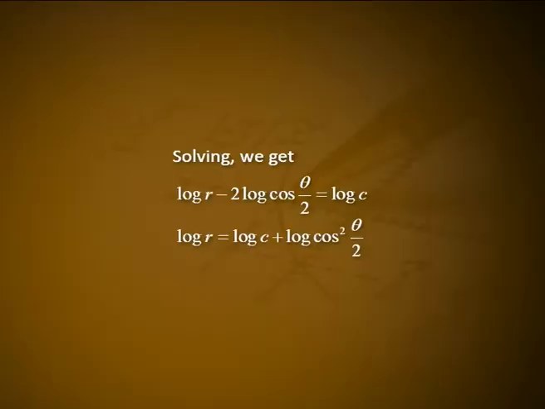of the orthogonal trajectories. Solving, we get log r plus 2 log cos (theta by 2) is equal to log c, or log r is equal to log c plus log cos squared (theta by 2), or log r is equal to log of c cos squared (theta by 2), that is, r is equal to c into cos squared (theta by 2), which is equal to c into (1 plus cos theta), which is the required orthogonal trajectories.